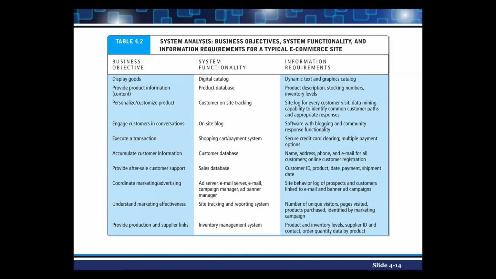For personalizing or customizing the product, our e-commerce needs to be able to customize the product according to the needs of our customer. In order to do that, our system must have customer on-site tracking, or you may need AI to analyze the behavior of our customers. The site will log every customer visit, with data mining capability to identify common customer paths and appropriate responses. Or you may use deep learning to analyze the pattern of the customer and guess what they want.